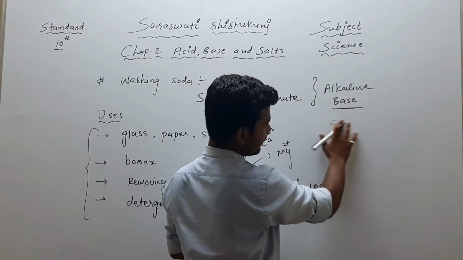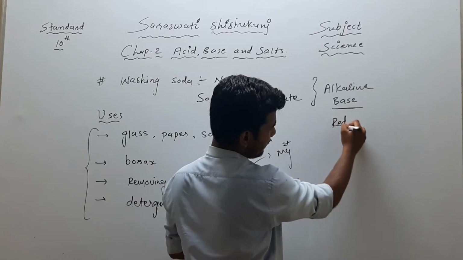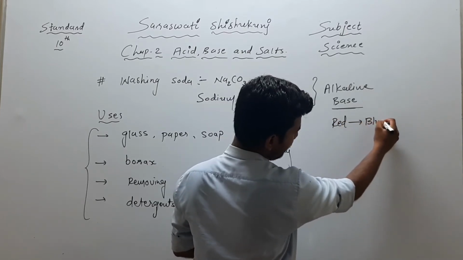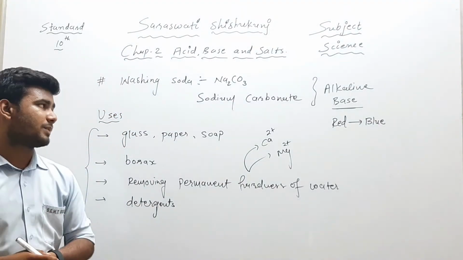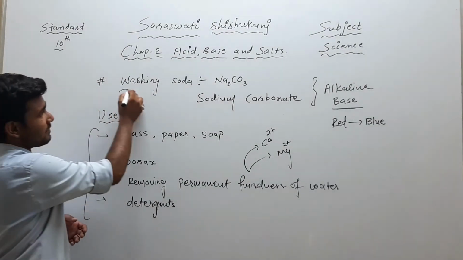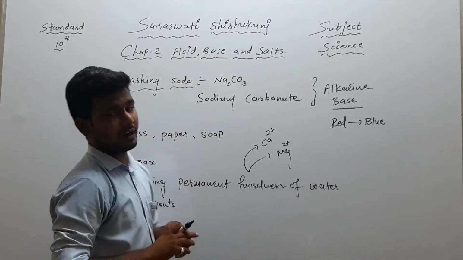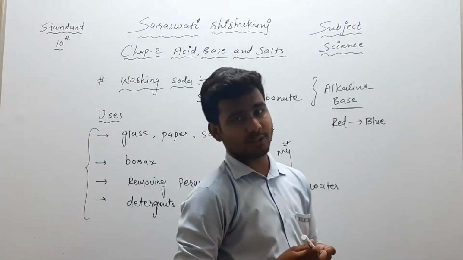It will convert red litmus paper into blue, right? It is basic, so it will convert red litmus paper into blue. So this way we have completed our another compound, that is our washing soda.